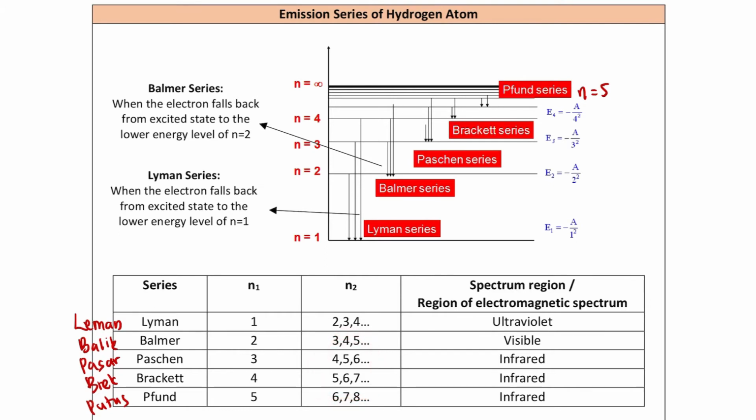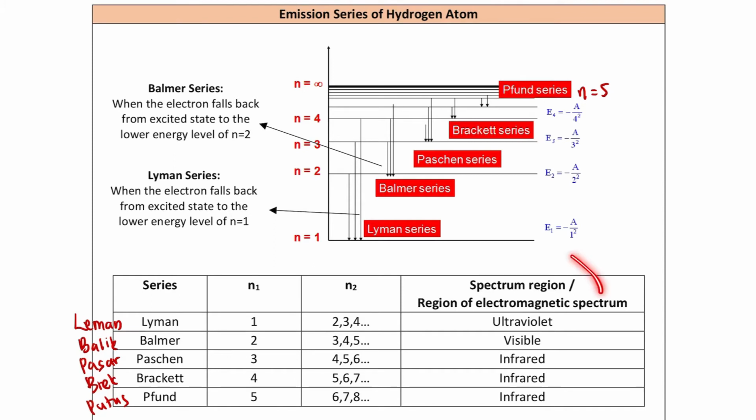Contoh, let's say lah Brackett series, that means electron tu must fall to n equal to 4. Where the electron come from? Electron must come from n equal to 5, 6, 7 and above lah. Okay, takkanlah dia nak jatuh ke n equal to 4, dia dari n equal to 3. Salah lah kan. Okay. Alright.